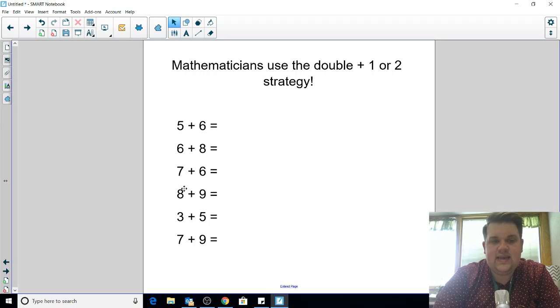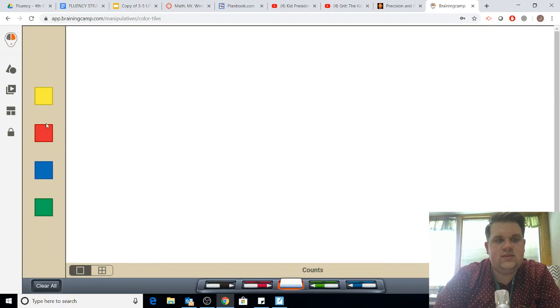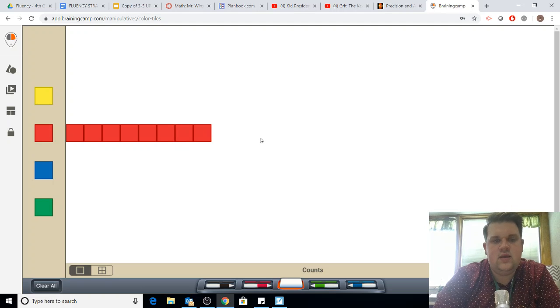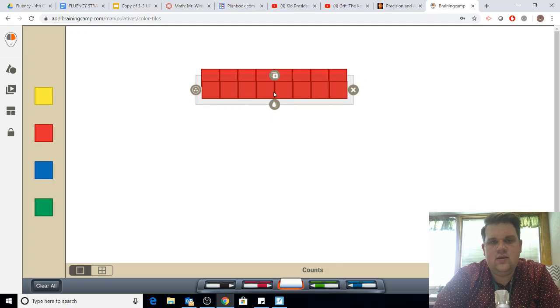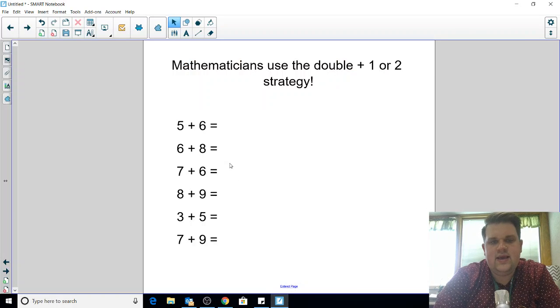The next one is 8 plus 9. Here, I'm going to double 8. 2, 3, 4, 5, 6, 7, 8. There's my 8, the first add-in. And I have to add 9. So I'm going to double that for 8, and then add 1 more. Here I have 8, 16, 17. So my answer here is going to be 17.